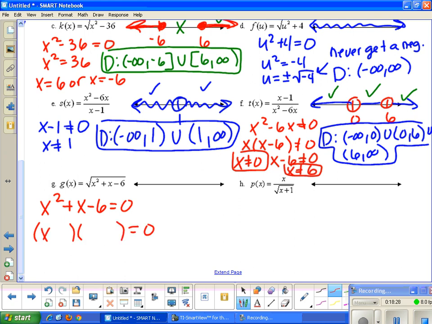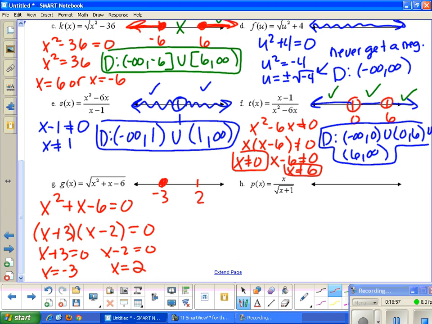So I have x minus 3, actually plus 3, x minus 2, because 3 times negative 2 gives me negative 6, and then that would give me a middle term of positive 1 when I solve it. Set each of your binomials equal to 0. When I solve, I get x is equal to negative 3 and x is equal to 2. Those are the two numbers I'm putting on my number line. So negative 3 and 2.